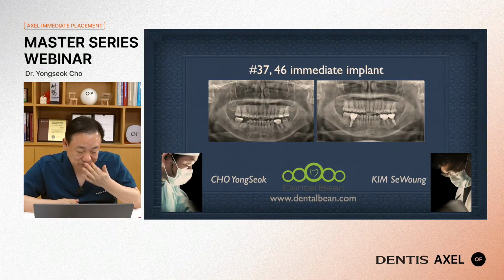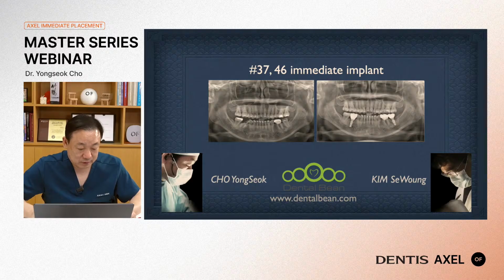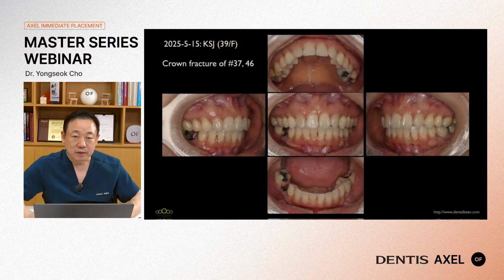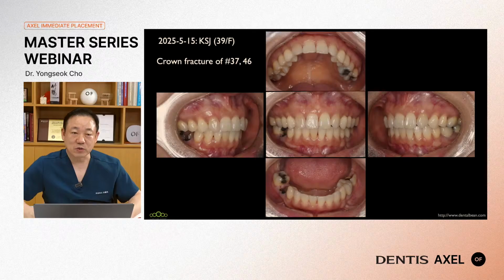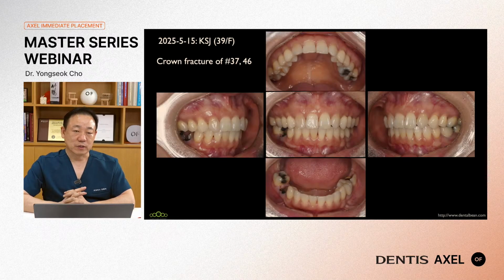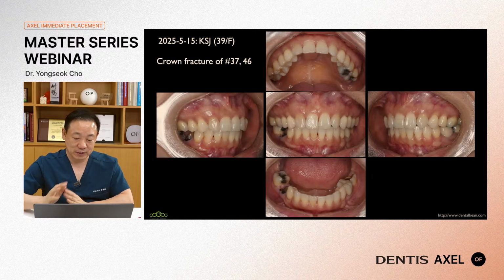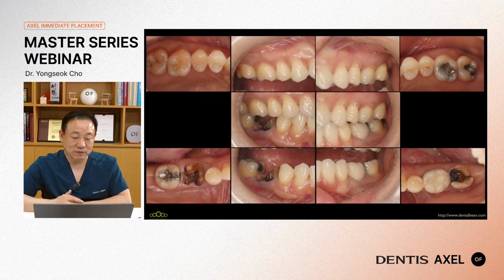Okay, here is a 39 year old female patient who experienced crown fracture of number 37 and 46. In the intraoral clinical photo, we can see the severely decayed crowns of the left second molar and right mandibular first molar. So I planned the extraction and immediate implant placement at that site.